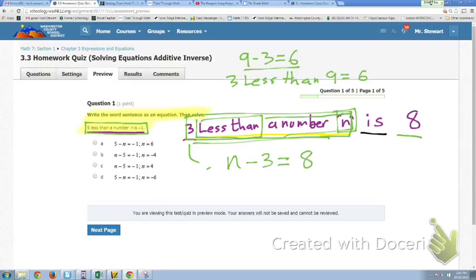Now at this point, we're just using inverse operations. This is how you set it up. 3 less than the number n is equal to 8. I've got myself a nice, beautiful equation here. And now I can figure out, what does n have to be in order for this equation to be true? I'm going to use inverse operations here. I'm going to use the additive inverse to be able to get n by itself. So I've got to get 3 out of here.